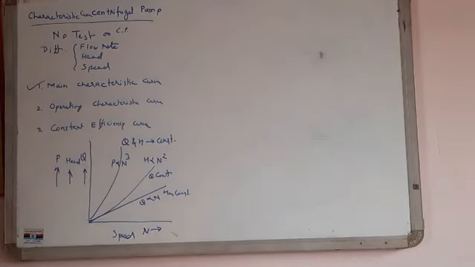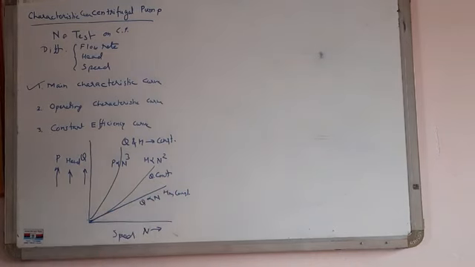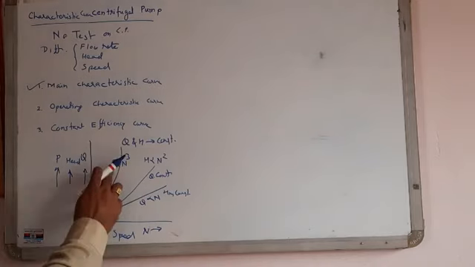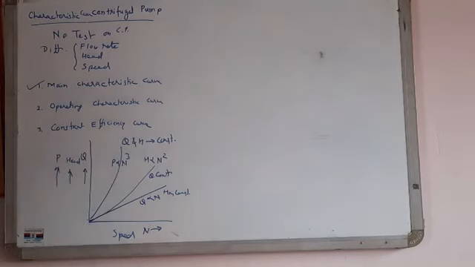Second one, for plotting the curve of discharge versus speed, manometric head is constant. And for plotting the curve of power versus speed, here discharge and head both are constant. So this is the characteristic curve of the pump.